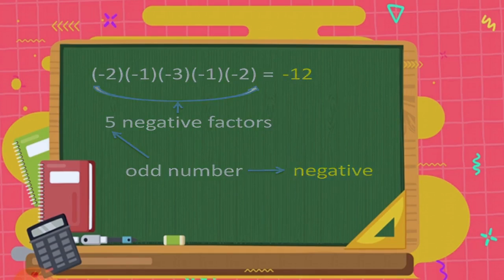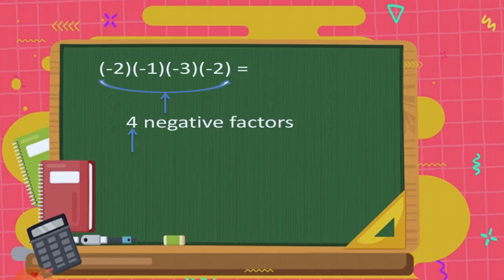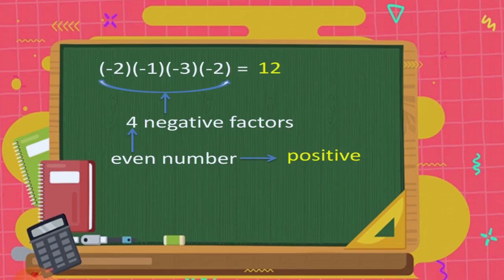Okay, next example. Negative 2 times negative 1 times negative 3 times negative 2. How many negative factors? There are 4. And that 4 is an even number. So if it's an even number, the result is always positive. So when you multiply it, the result is positive 12.